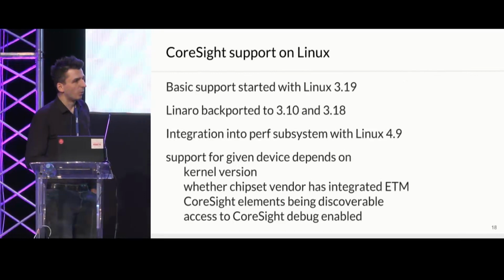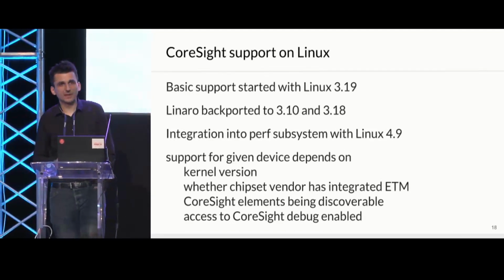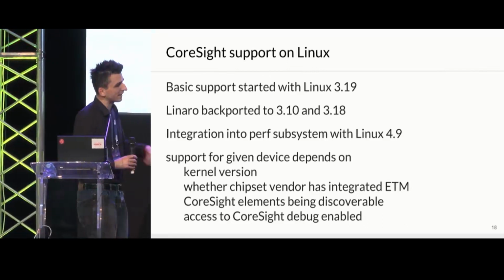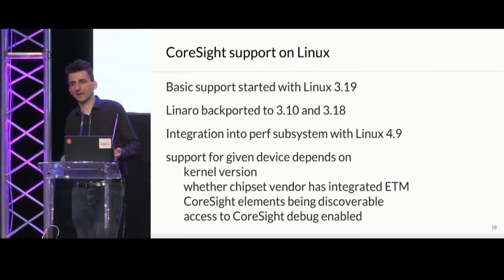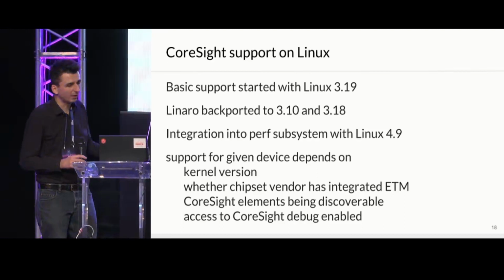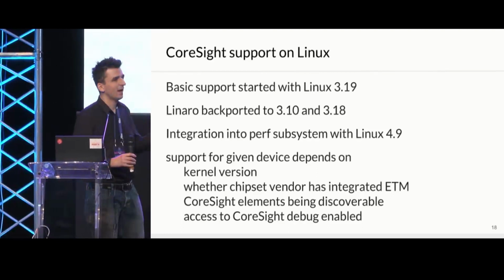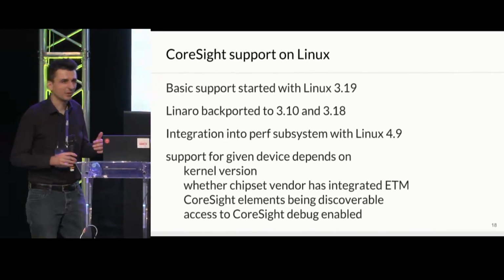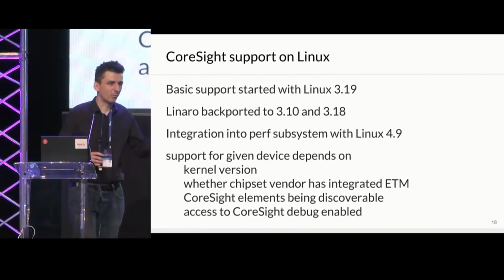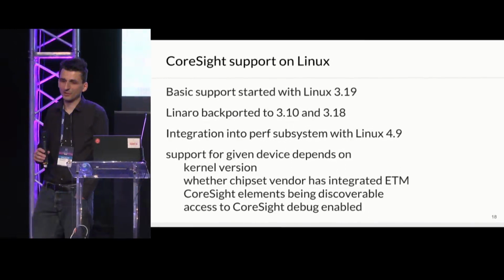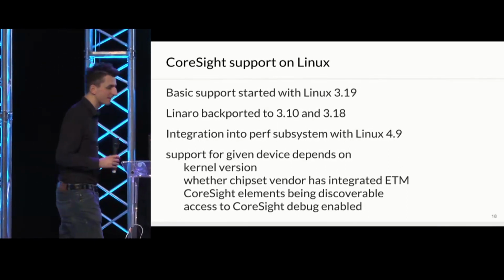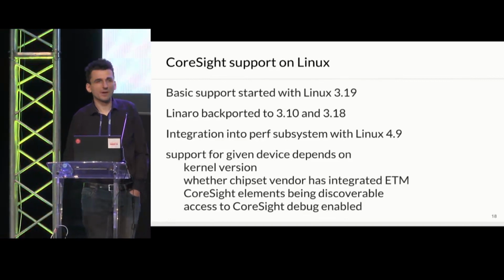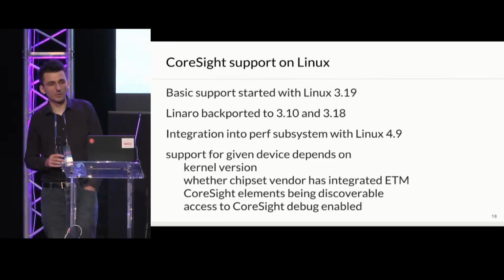So what many people don't know is that CoreSight is actually supported through the perf subsystem in Linux these days. Basic integration of the drivers started in Linux 3.19, which was funded by Linaro. Linaro also backported to 3.10 and 3.18. You might recognize these versions if you are looking into Android. These are widely used kernel versions by various SoC vendors that they base their Android kernels off. And then the integration of the hardware drivers into the perf subsystem started with Linux 4.9.